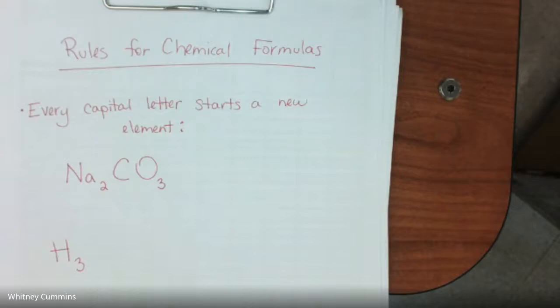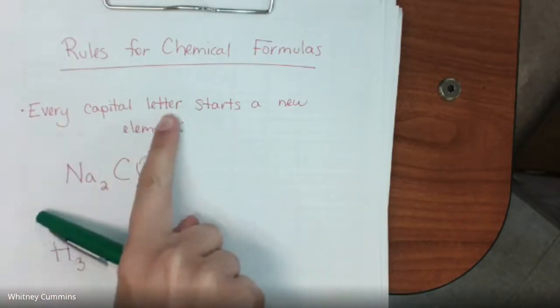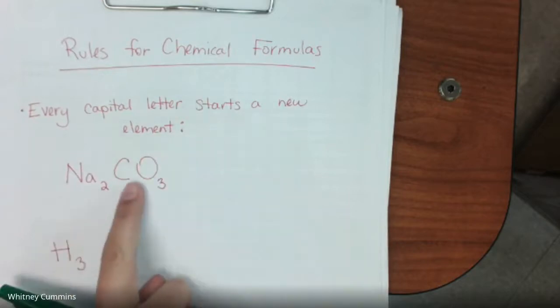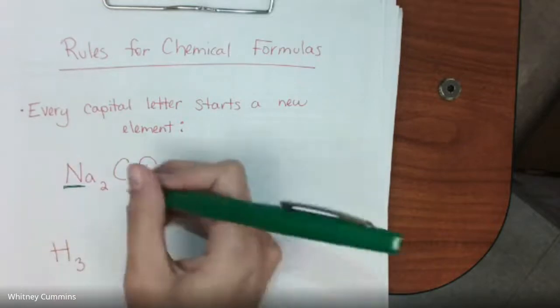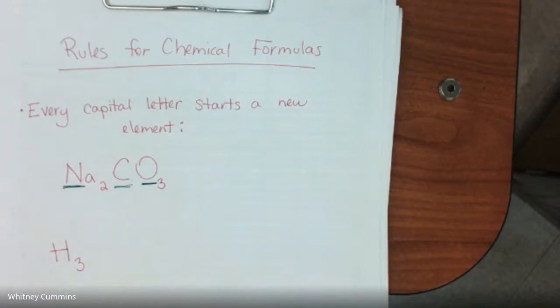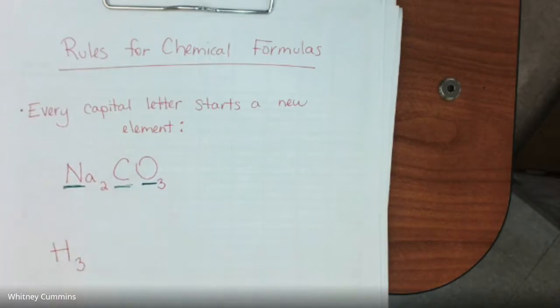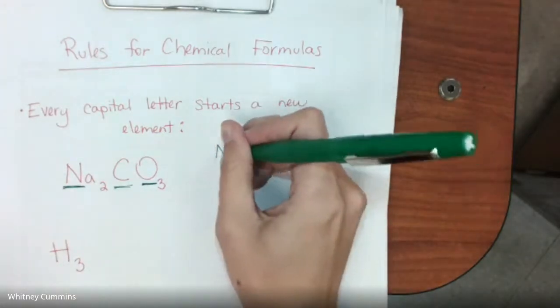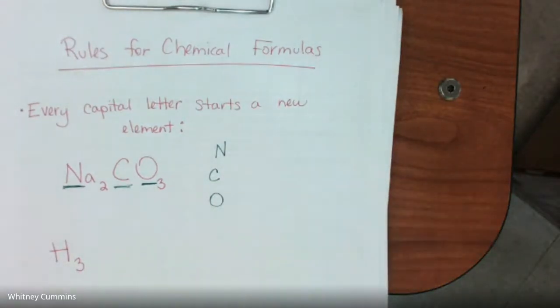Okay, so we're going to use a lot of chemical formulas in this unit, and so we need to understand how they look and what the different parts mean. First thing to remember is that every capital letter will start a new element. If you check this one out, I've got several capital letters: capital N, capital C, and capital O. This tells me that I have 3 different elements in here: the N, the C, and the O.